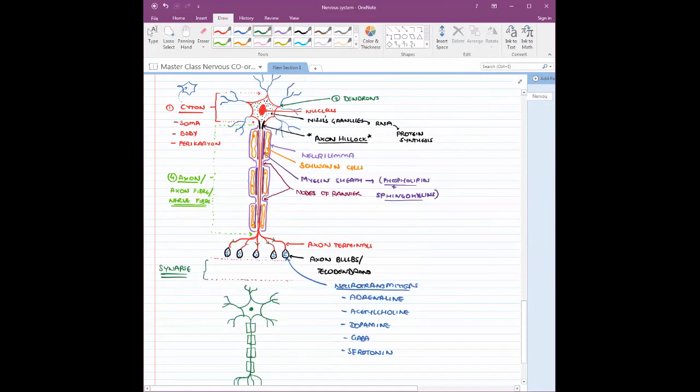The moment it enters into the axon bulbs, now what happens? There are some vesicles inside which are containing the neurotransmitters. They come up to the surface of the axon bulb. And when they come to the surface of the axon bulb, you are going to see they release their neurotransmitters out over here in the gap.